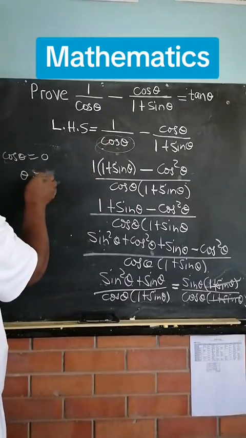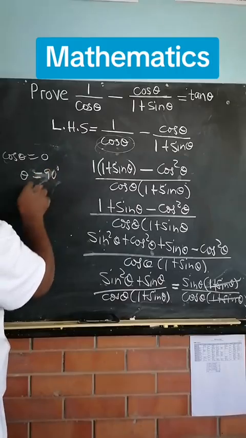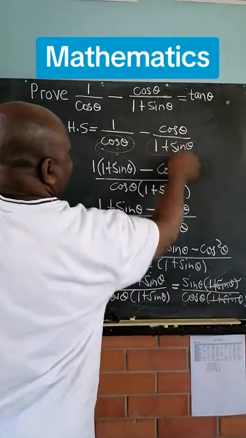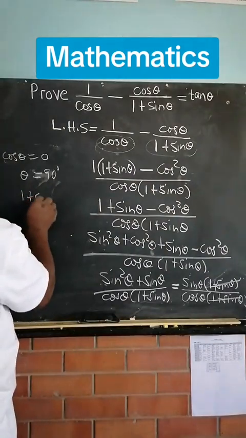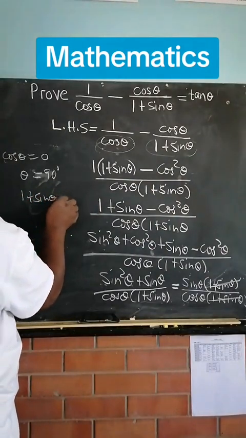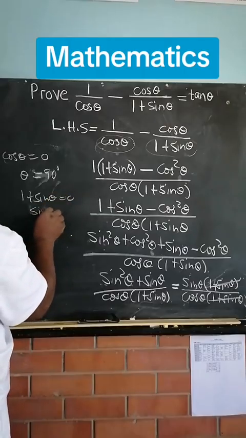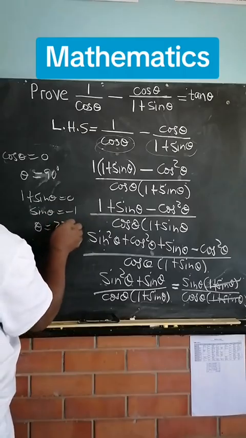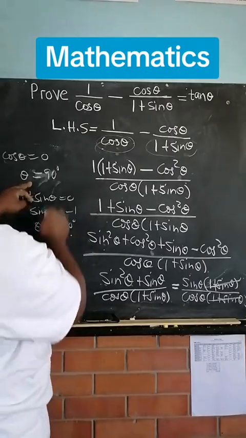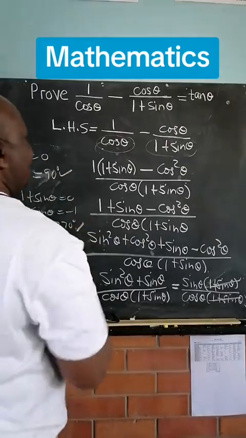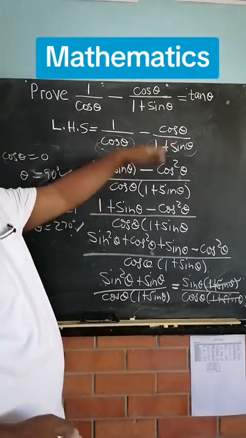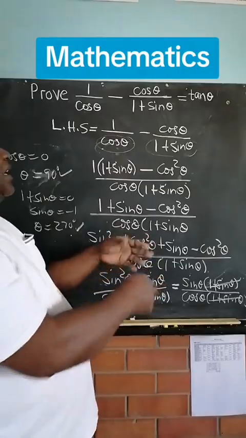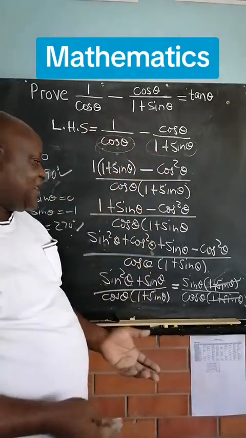Obviously, theta shall be equal to 90 degrees. And then also this one, you let it be equal to 0. This will be sine theta equal to -1, in which case theta shall be 270 degrees. So these values of theta will make the denominator equal to 0, and consequently the whole expression becomes undefined.